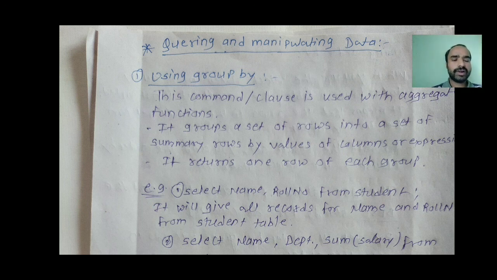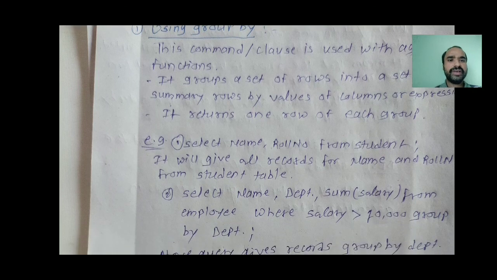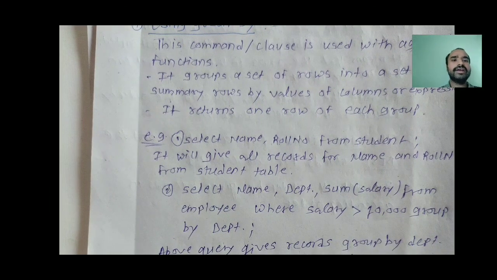Select name, roll number from student. It is a simple query. It will give all records of name and roll number from the student table. But when you write the following command, select name, department, sum of salary from employee where salary is greater than 10,000, and afterwards we write group by department. First, there are two parts in the query. The first is select name, department, sum of salary from employee where salary is greater than 10,000. That is a basic query.